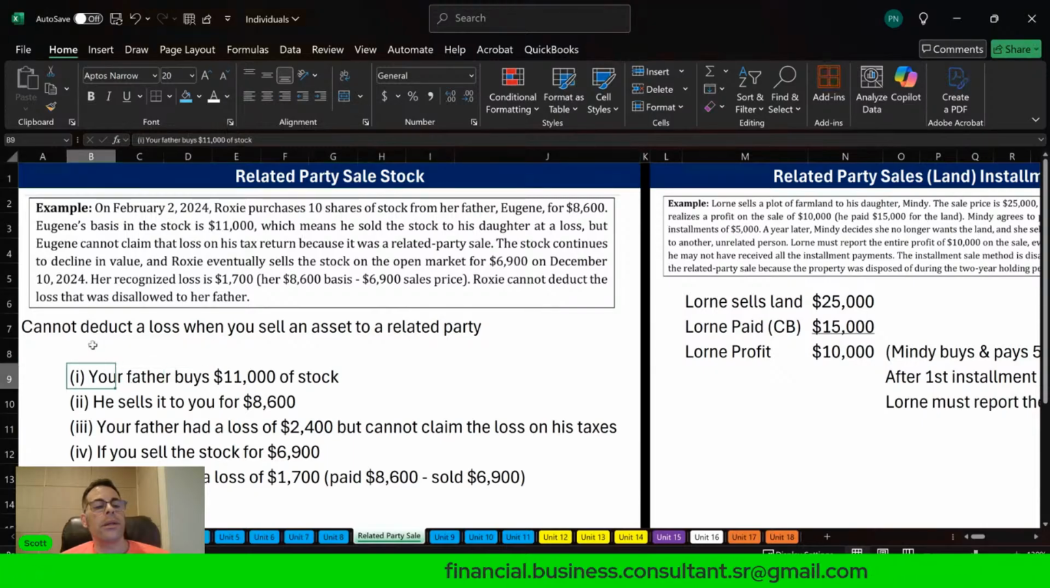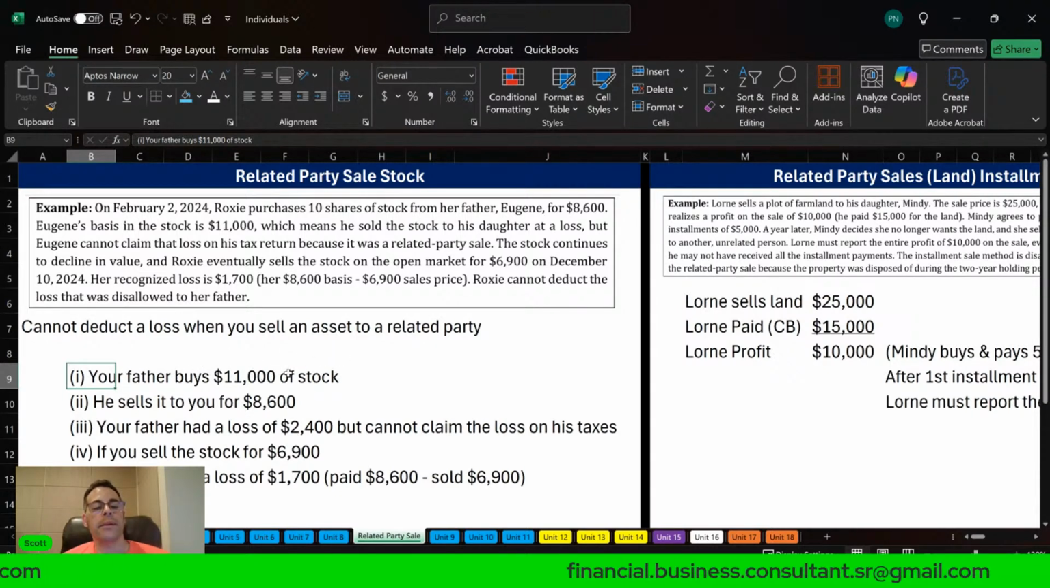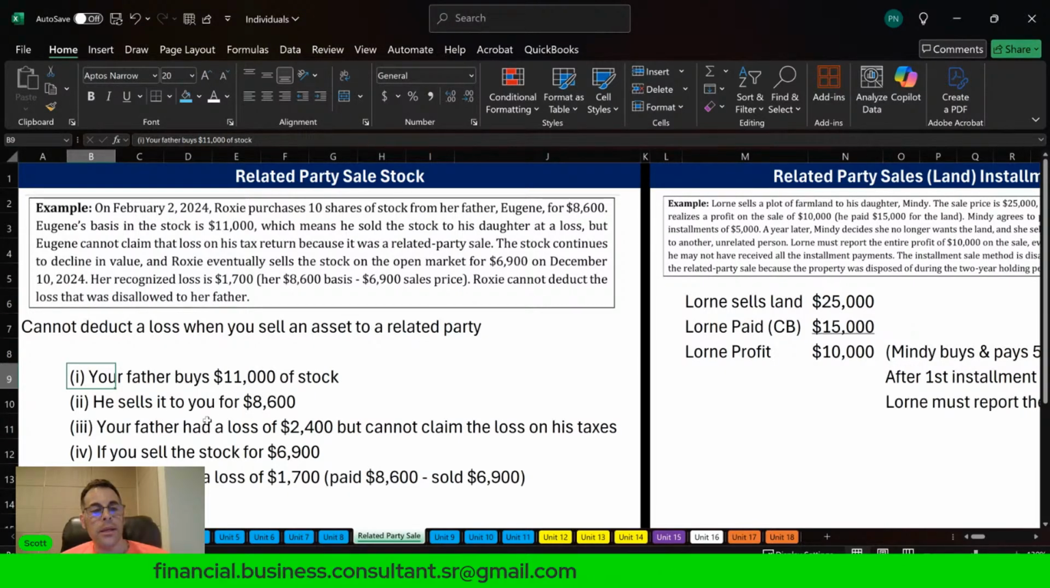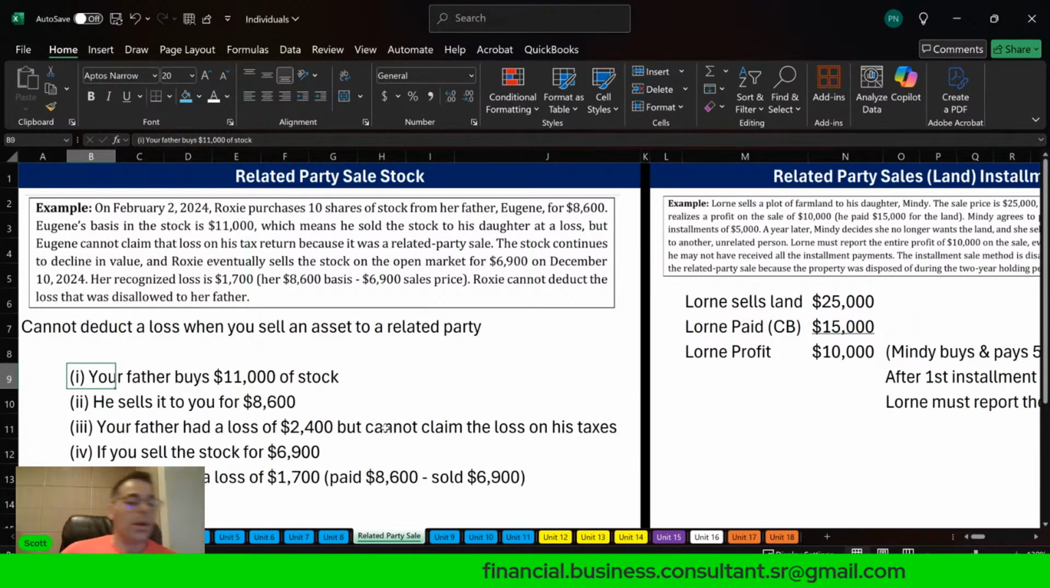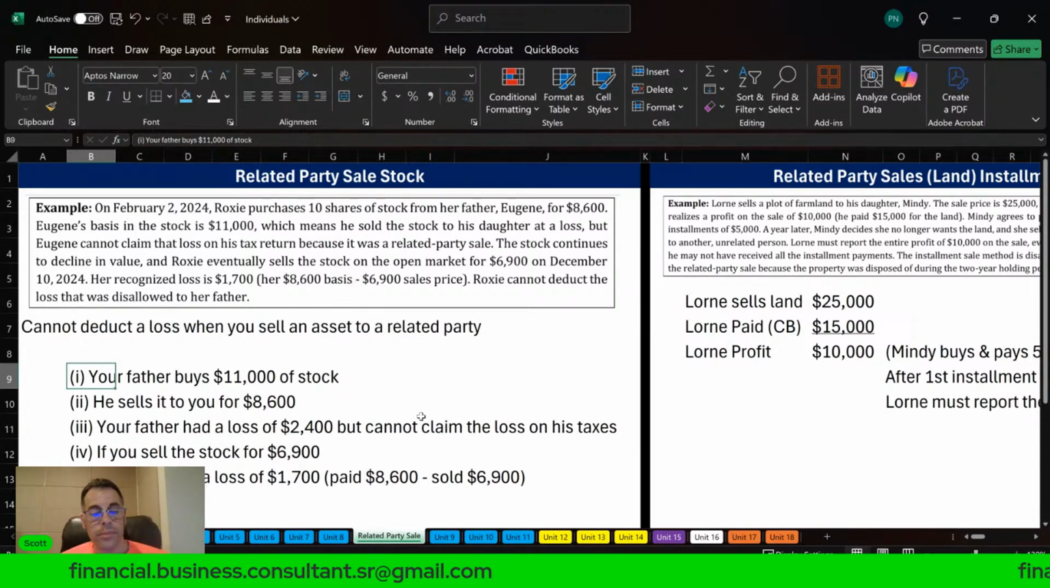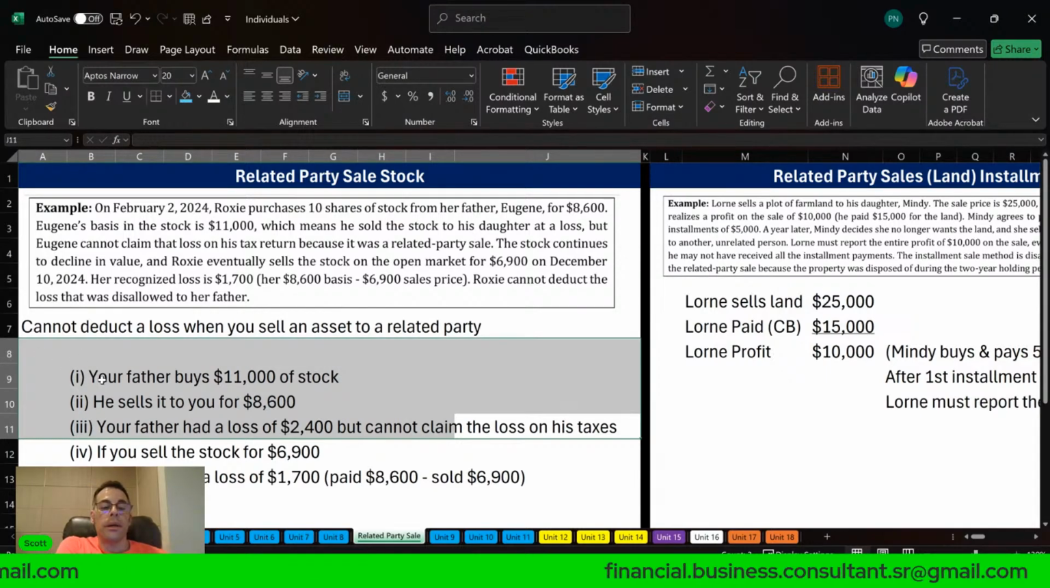So in this situation, the father buys $11,000 of stock. That's his cost basis. He sells it to you for $8,600. So he lost money, right? Your father had a loss of $2,400, but you cannot claim that loss. He can't claim the loss because you're a related party. He just has to eat the loss. If he sold the stock in the open market, yeah, of course he could claim the loss.